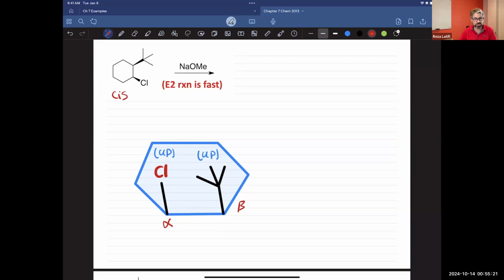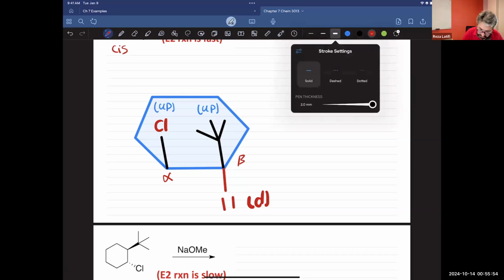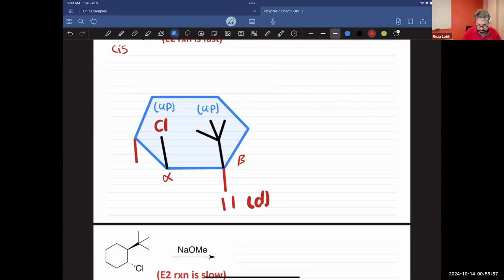And remember, in order to do E2 elimination, I need to have hydrogen that is in anti-position relative to the halide. Where can I find that? Where can I find the hydrogen? Okay, I can have hydrogen here. This is a beta carbon, and that hydrogen is pointing down. So hydrogen is pointing down, and it's way far from, like it's opposite of, tertiary butyl, which is a bulky group. Also, I have hydrogen that is here. That hydrogen also is pointing down.